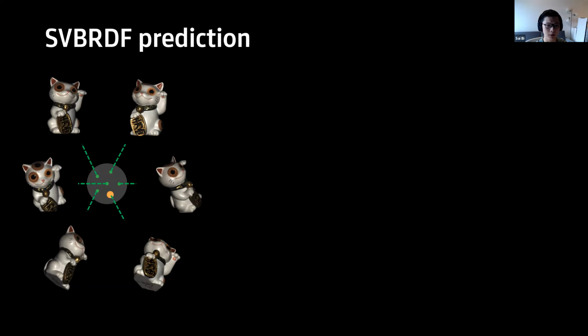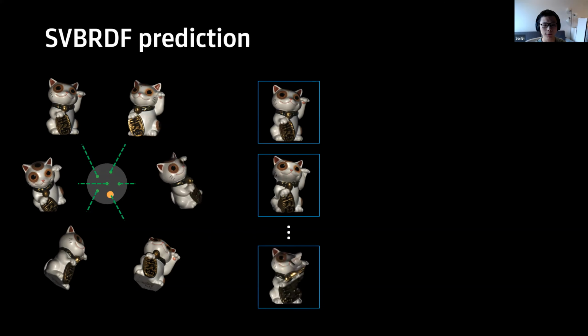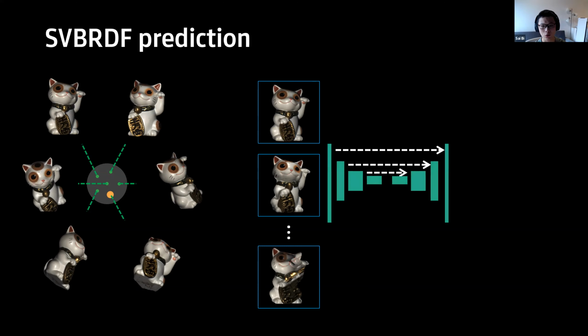Let's look at one of the input views as an example. Trivially, we can warp the other views to the reference view using predicted depths, stack all the images together, and feed them to an encoder-decoder network with skip connections. This is the common network architecture used in previous SVBRDF acquisition methods.